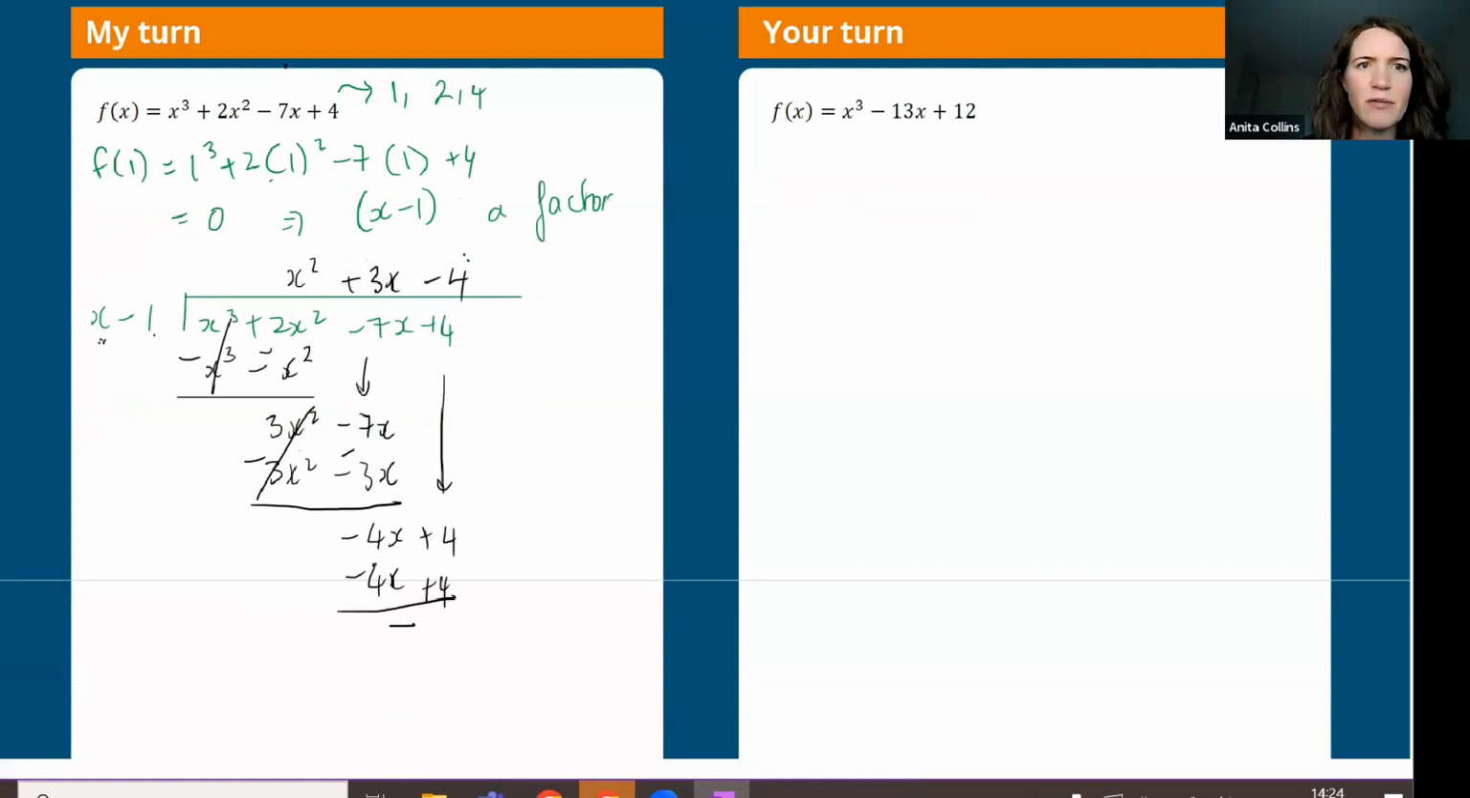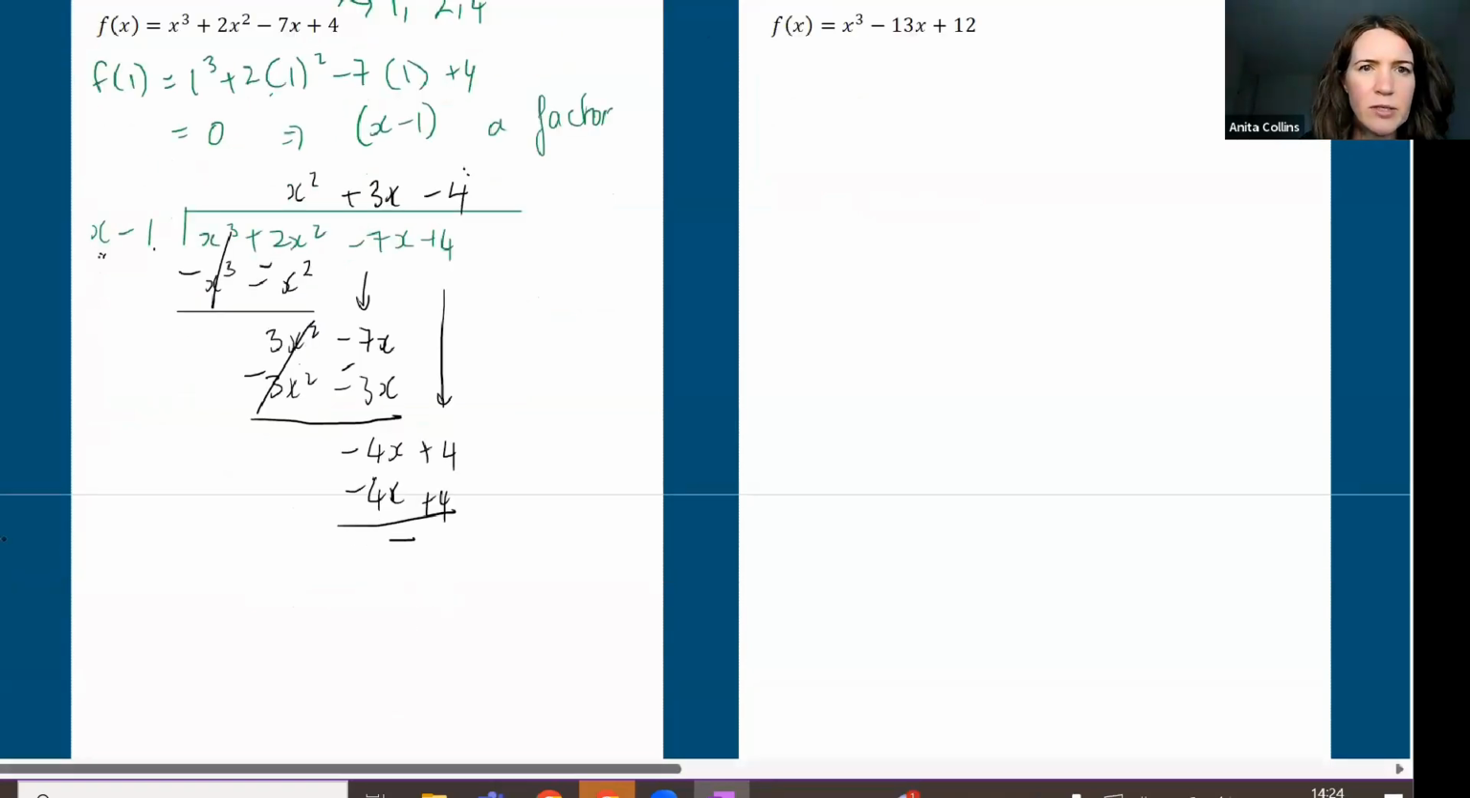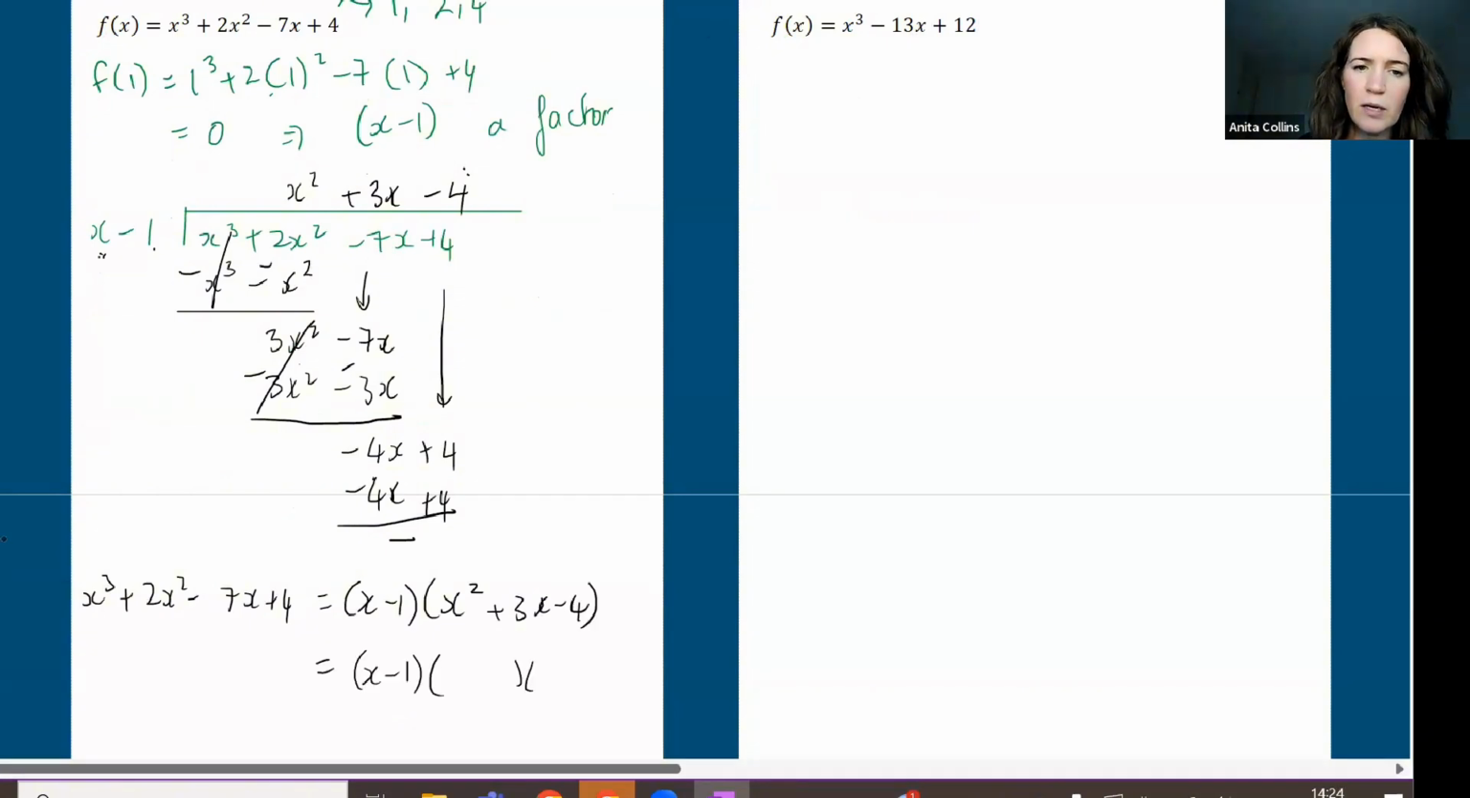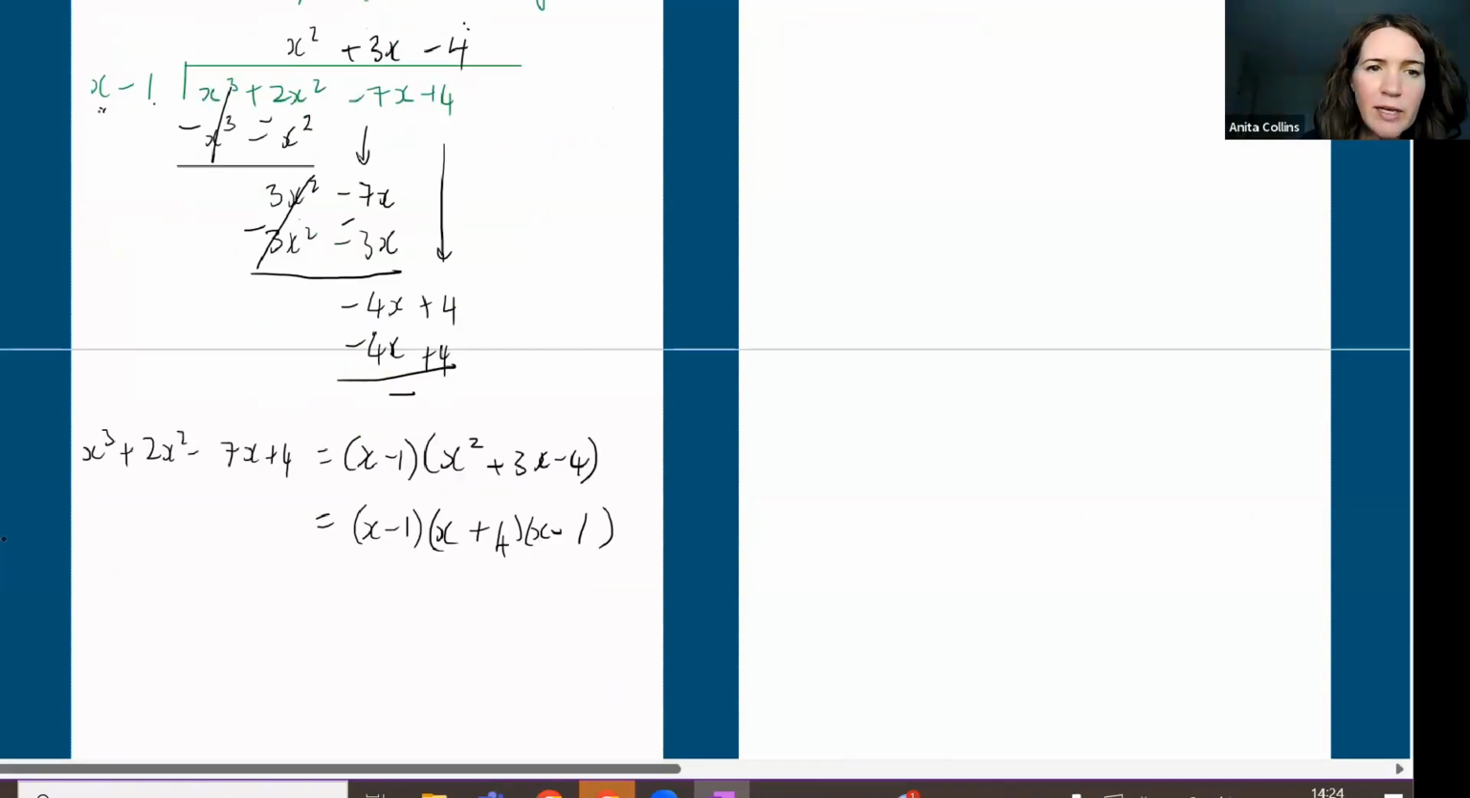All right, so let's rewrite this. We have got our x cubed plus 2x squared minus 7x plus 4 can now be written as x minus 1 times by x squared plus 3x minus 4. We want it to be all linear, so we're going to factorize that quadratic into 2 linears. What will I do with that minus 4? I'm going to go plus 4, minus 1, and that'll get me the 3. So my function originally was this. Now I factorized it, so this is my function.